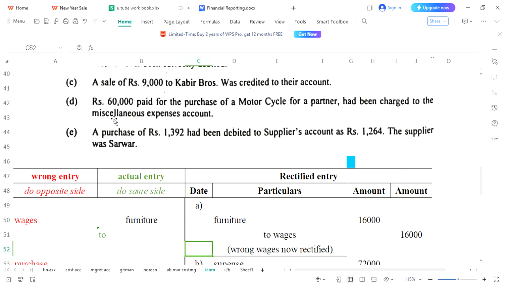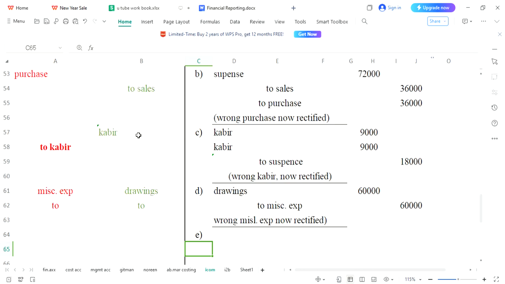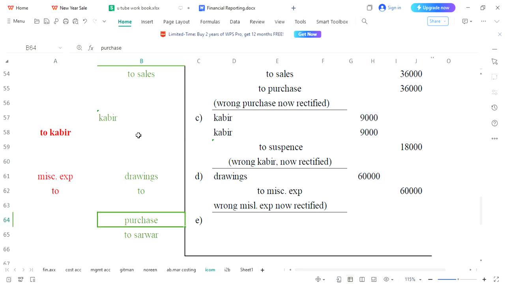A purchase of rupees 1392 had been debited to supplier's account 1264. The supplier was Server. Goods were purchased. So actual entry was purchase to Server. So you may write purchase to Server. Actual entry was purchase to Server, and now we will see what mistake we have done.